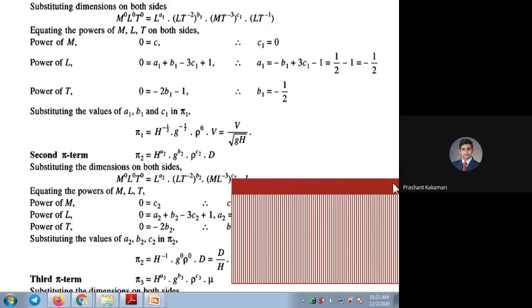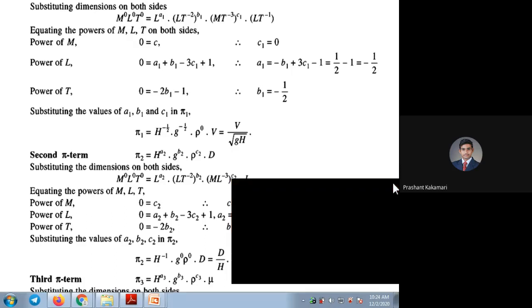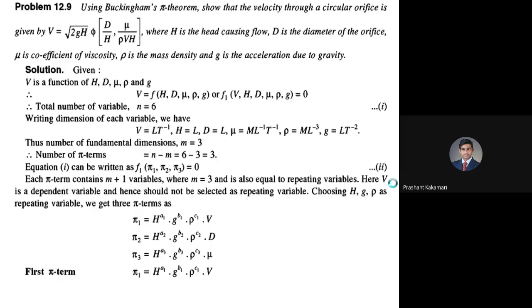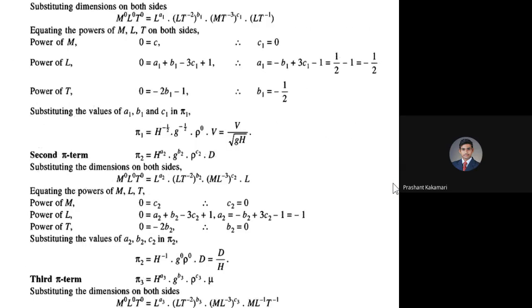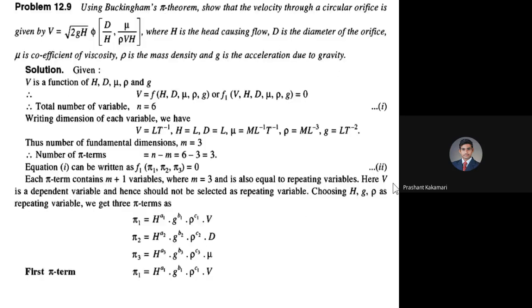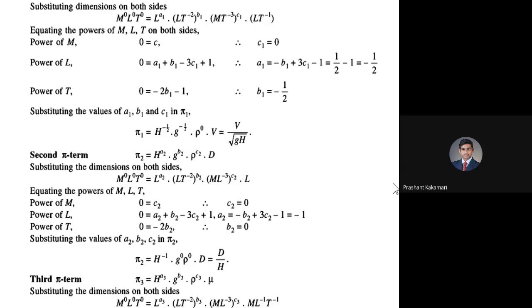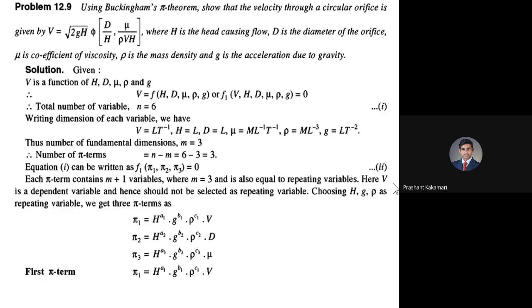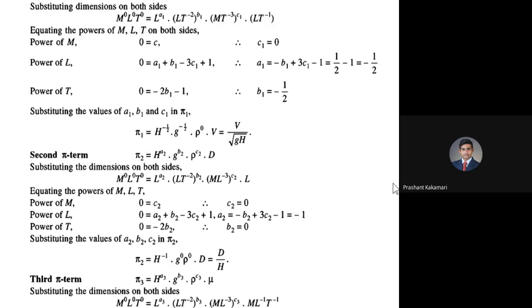Now I will go back to the pi 1 equation. I'll write pi 1 equal to, now see the powers. H raised to A1 I have to write. A1 is minus half, so I'll write H raised to minus half. Next is G raised to B1. B1 is minus half, so I'll write G raised to minus half. Then rho raised to C1. The last term in pi 1, rho is raised to power C1. C1 is 0, so I'll write rho raised to 0 into velocity V. V is not raised to any power, so I'll keep it as it is.